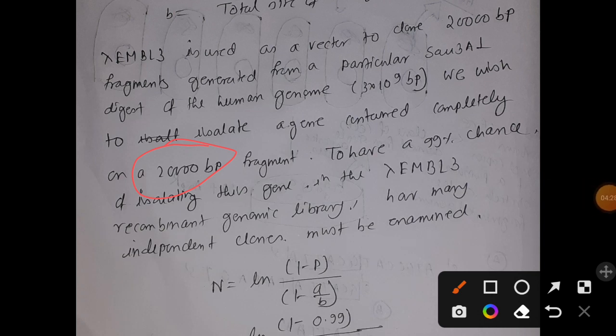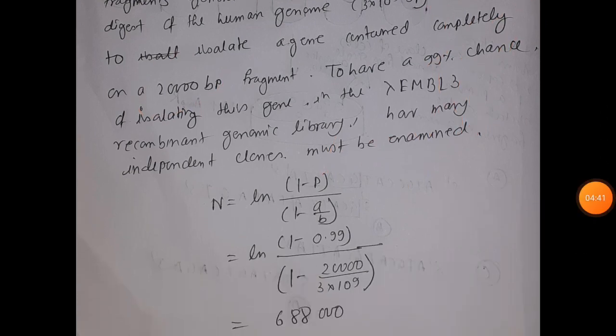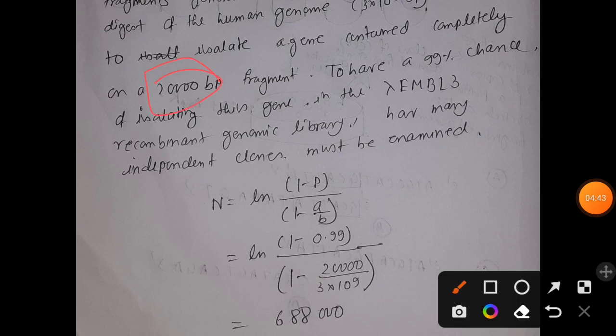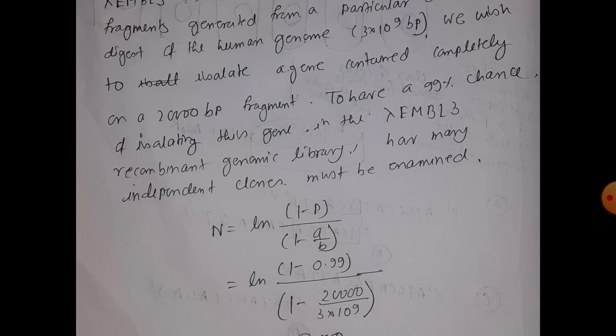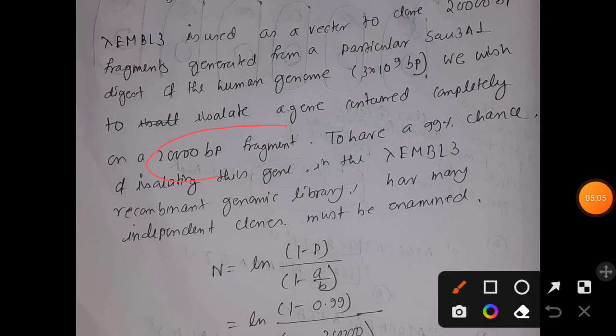Okay, so in the P value we will put 0.99, which I obtained by dividing 99 by 100. Then in A there will be 20,000 because it is the average DNA size, and in place of B there will be 3 into 10 to the power 9, that is the entire length of the genome. By calculating the equation we will get the number of clones that we have to examine to find the 20,000 base pair fragment.